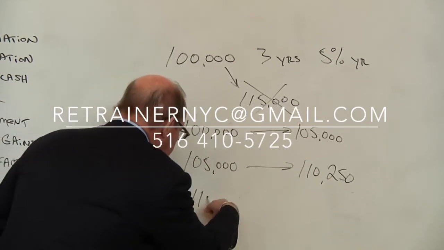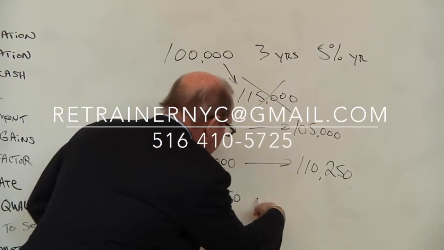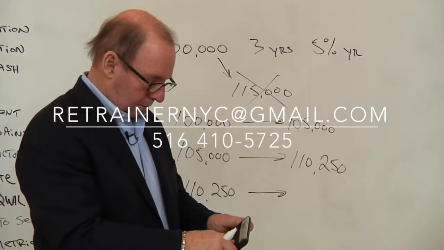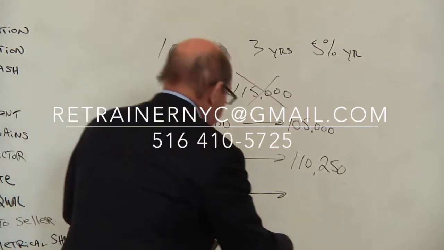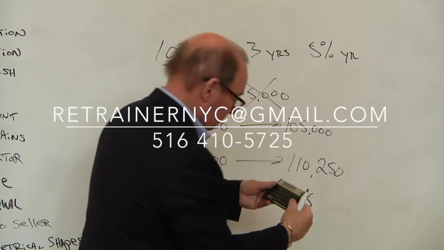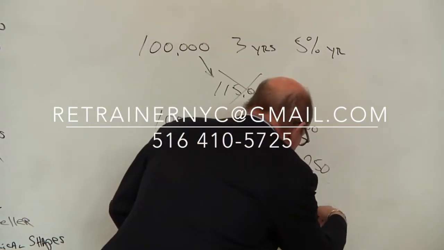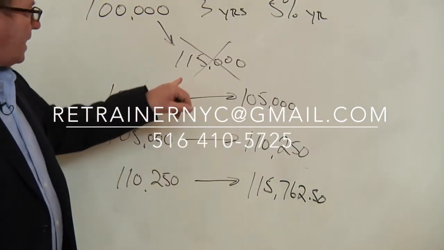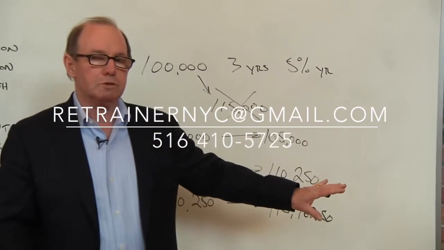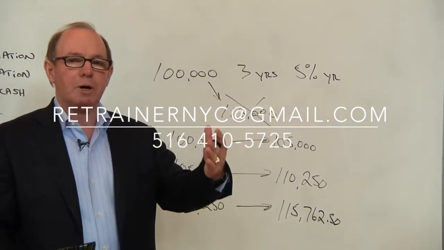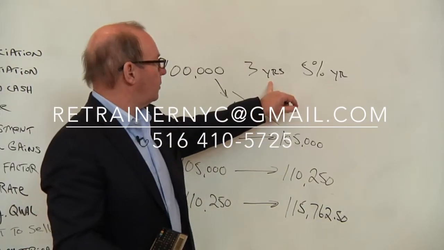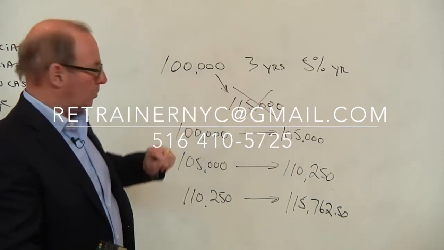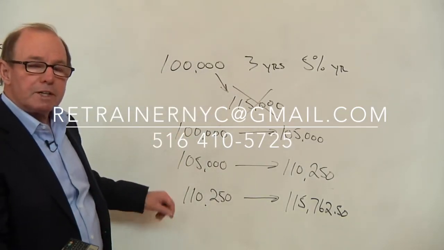So we take $110,250, and we increase that amount by an additional 5%. And we get $115,762.50. So, you're not off by a lot at 115, but again, these are very small numbers that we're using. So appreciation has to be done year by year by year. We can't just take the number of years, multiply it by the rate of appreciation, and add that onto our original value. That will not work. We have to go year by year by year. That's how appreciation works.